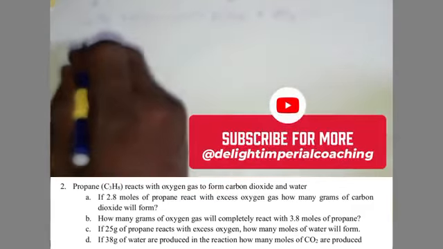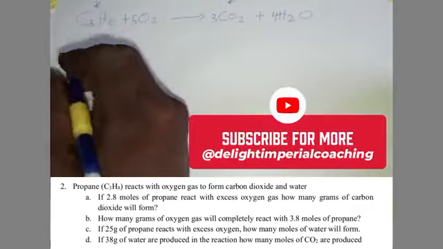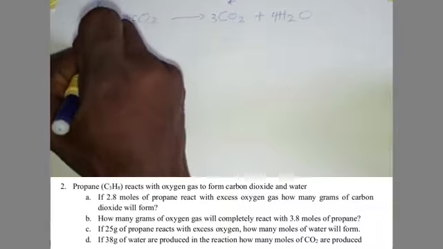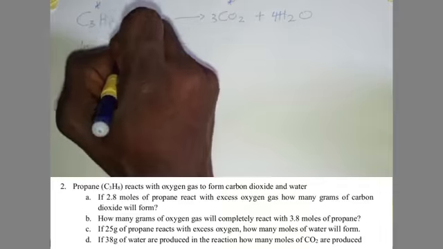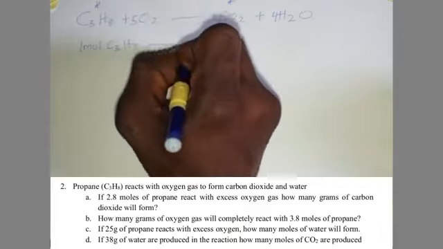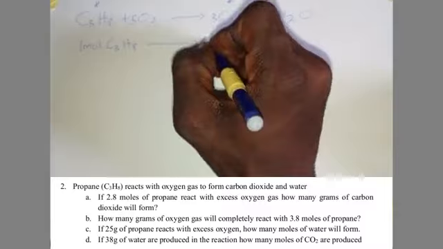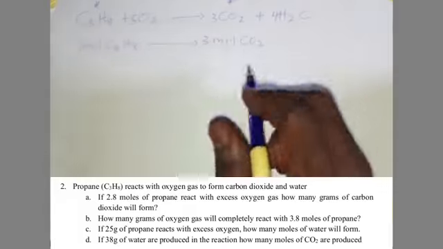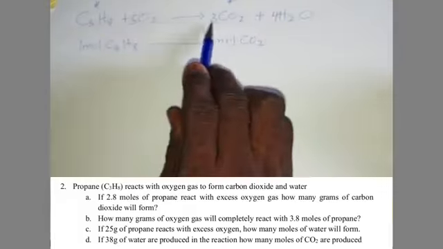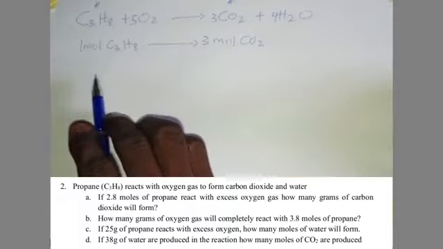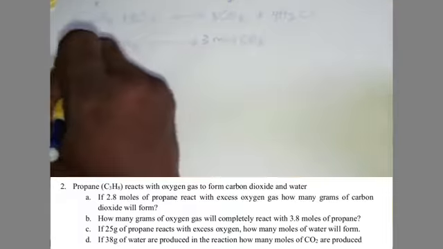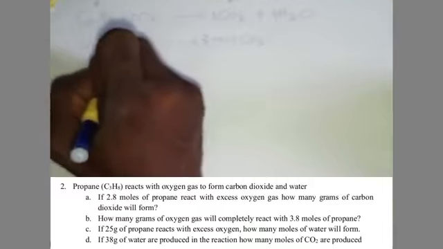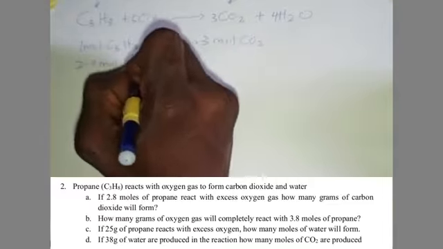So from the balanced equation, we have that the coefficient here is 1, meaning that 1 mole of propane, C3H8, will react to always produce 3 moles of carbon dioxide. That is what we have from the balanced equation. We are given 2.8 moles of propane.